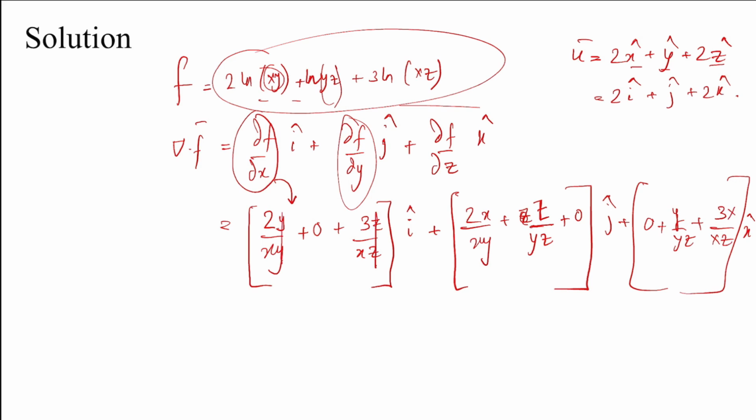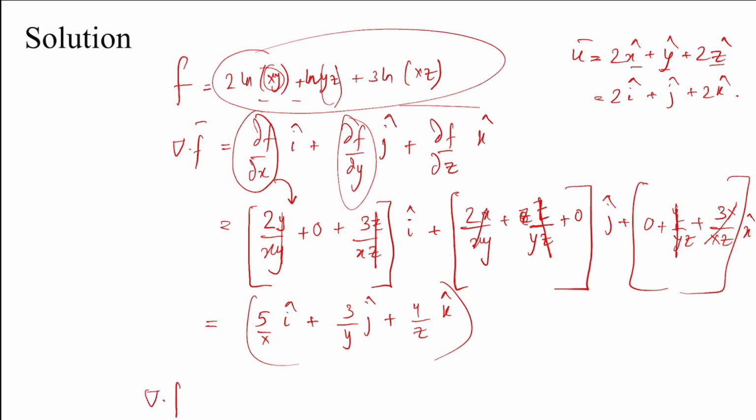So y will cancel, z will cancel, x will cancel, z will cancel, and this gives 4 by x i cap plus 3 by y j cap plus 4 by z k cap.